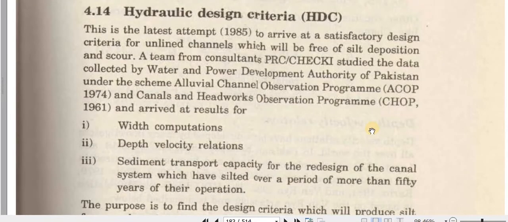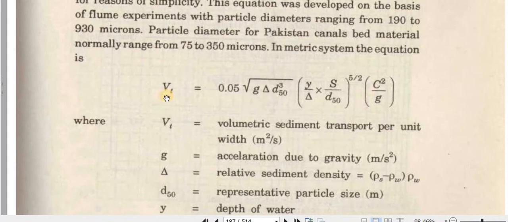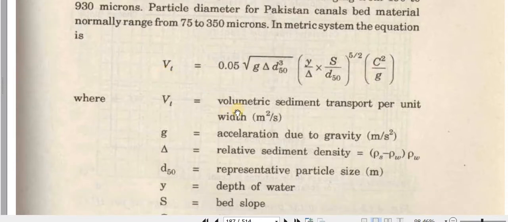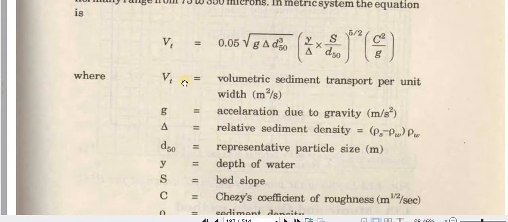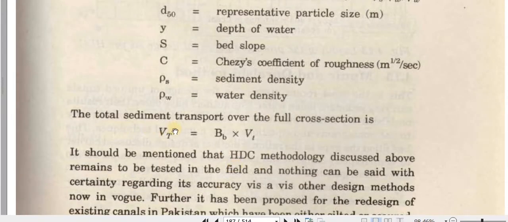Next is hydraulic design criteria, and we are going to skip the hydraulic design criteria, and we will use only one equation of this one, like VT. VT is volumetric sediment transport per unit width, square meter per second. And all the other functions like G, acceleration due to gravity, relative sediment density, and D50 representative particle size, Y depth of flow, bed slope, Chezy coefficient, sediment density, water density. And the total sediment can be calculated by multiplying it with the width.